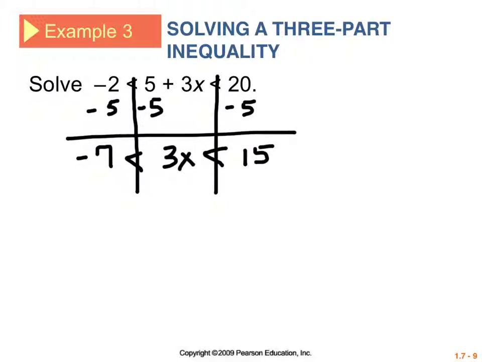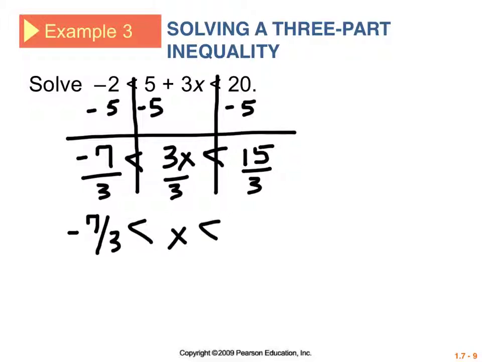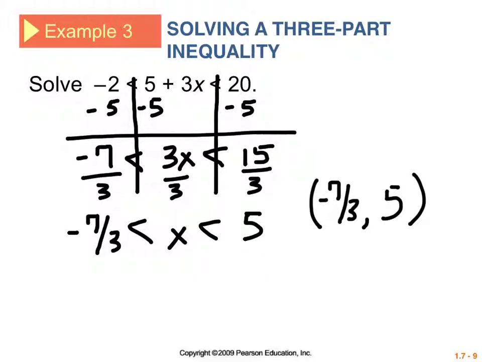And then I continue by dividing by 3. And because 3 is a positive number, there's no need to flip the inequality symbols. So I'm left with negative 7/3 is less than x is less than 5. And so this would be the solution to this inequality. To write this in interval notation, I'm going to do parentheses, and I have negative 7/3, comma, 5. If I had had a line or equal to part under either one of these symbols, then one of them or both of them would change to brackets.